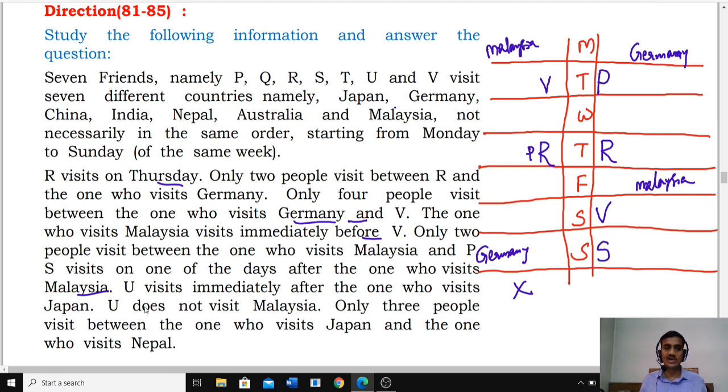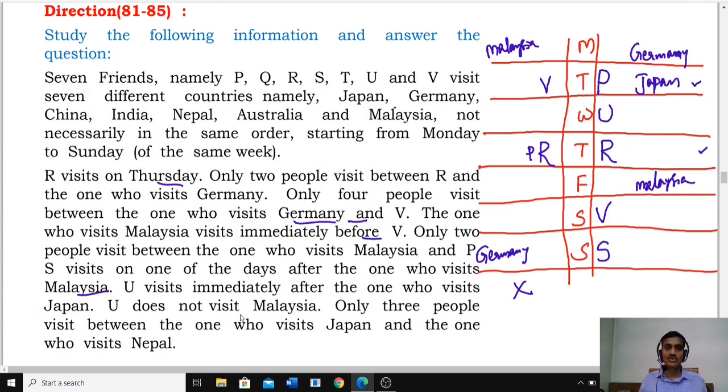U visits immediately after the one who visits Japan. If Japan is here, U must be here. How many possibilities? Japan can be here or Japan can be here. There are 2 different possibilities. And U does not visit Malaysia. Now U cannot be here. As U cannot be here, Japan cannot be here. Hence U must be here. If U is here, the one who visits Japan must visit on Tuesday.